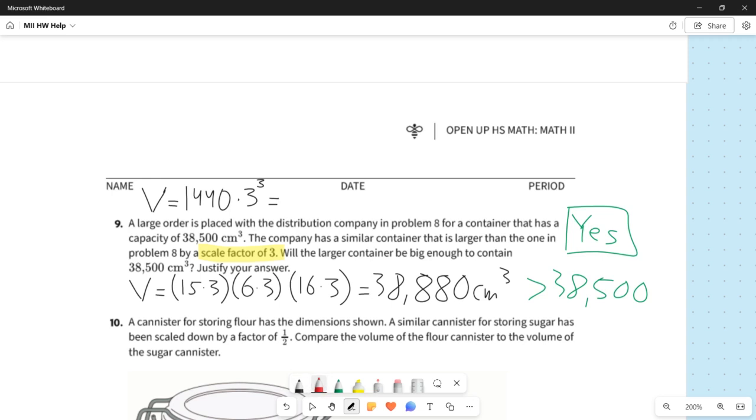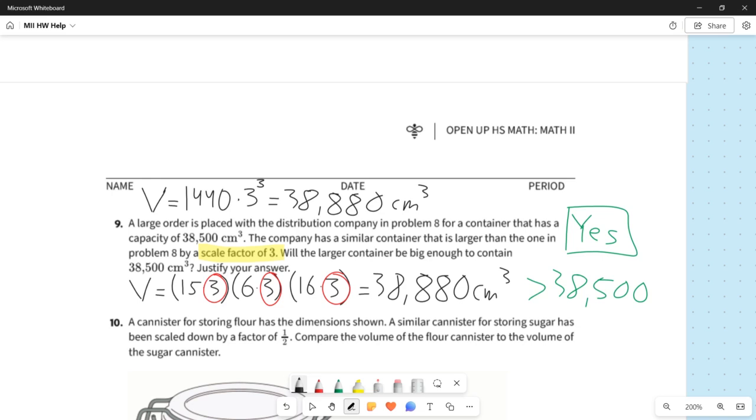Also, if you take a look at our original equation, notice that we're multiplying by not 1, not 2, but 3 threes. That's where your 3 cubed comes from, because every single dimension got multiplied by 3. So you have to do it 3 times. So 3 times 3 times 3, which of course is 3 cubed. If you go ahead and simplify this, you will get the same exact 38,880 that we already got by doing it the other method.